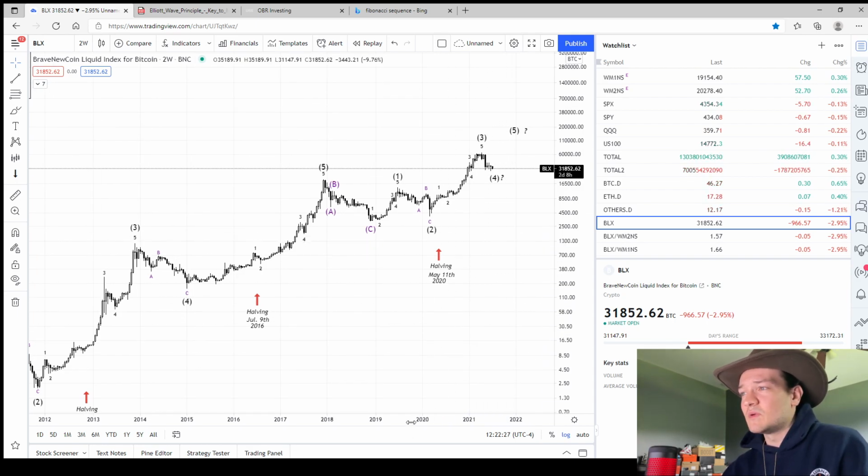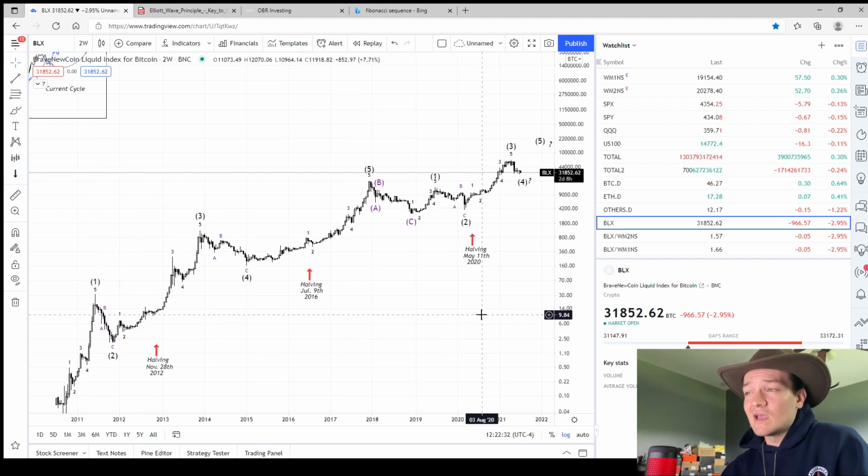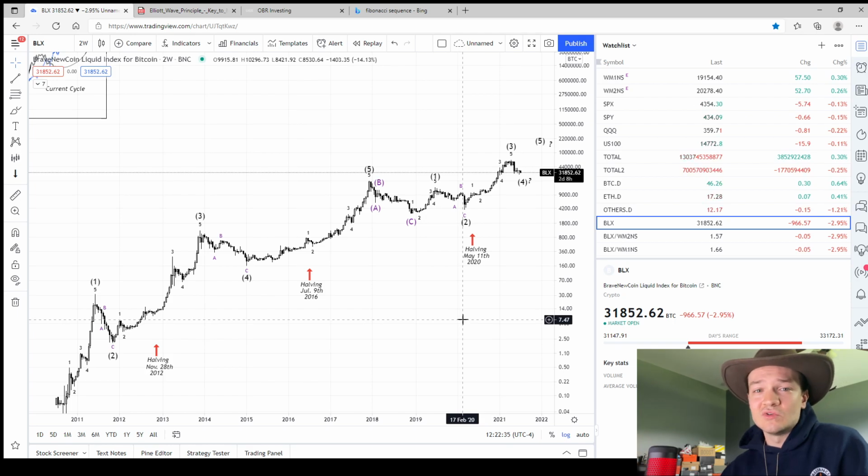So yeah, I think Bitcoin will probably top out around 128K to 200K in 2022 to 2023.